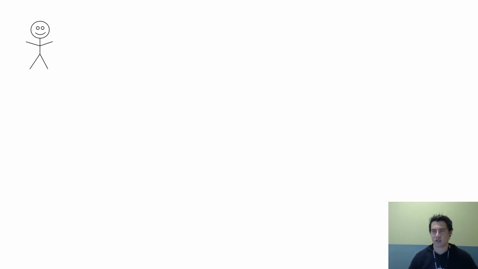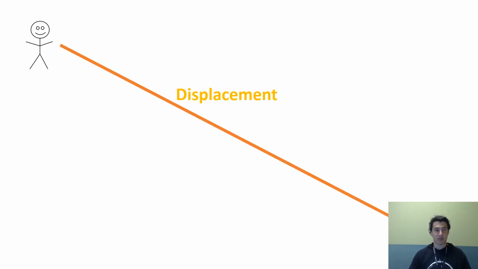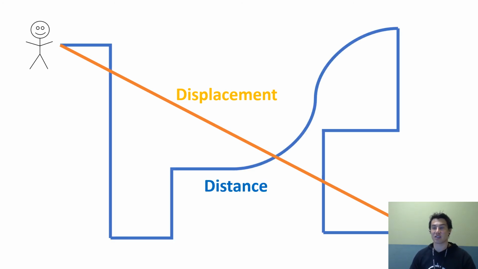Alright, so this slide is just to show visually what the difference is between displacement and distance. We've got a person who has moved from the top left corner to the bottom right corner. Their displacement is a straight line from first position to second position. But the path that they actually moved to get there was different, and it looks like this. So that was the distance covered.